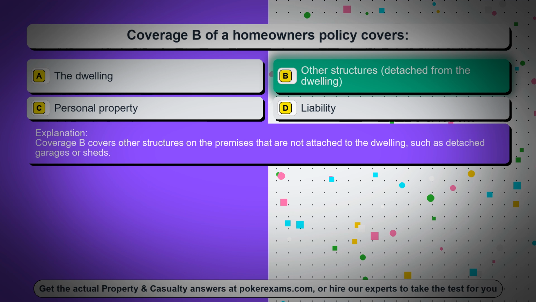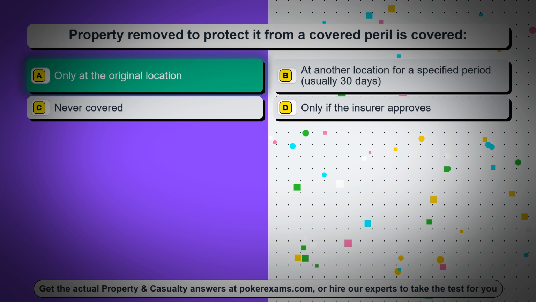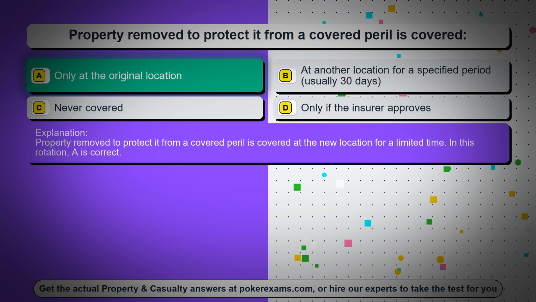Question 58. Property removed to protect it from a covered peril is covered: Option A, only at the original location; Option B, at another location for a specified period, usually 30 days; Option C, never covered; Option D, only if the insurer approves. The correct answer is Option A, only at the original location. Property removed to protect it from a covered peril is covered at the new location for a limited time. In this rotation, A is correct.